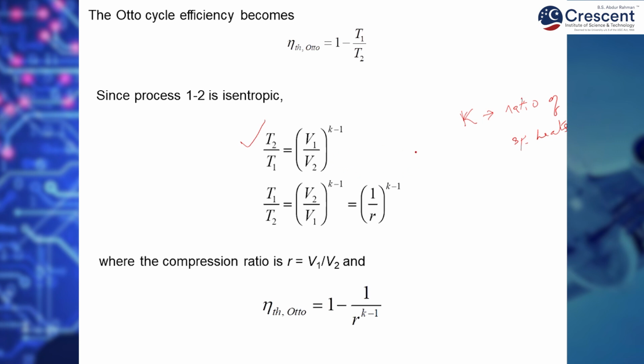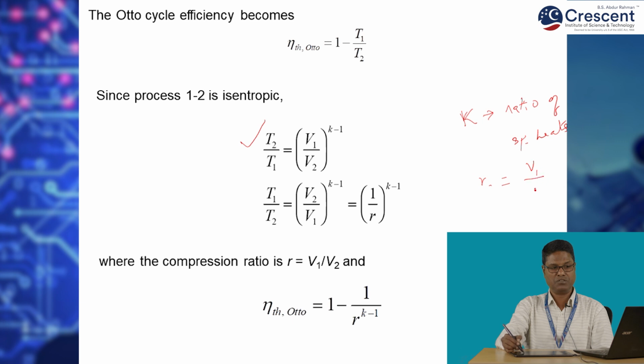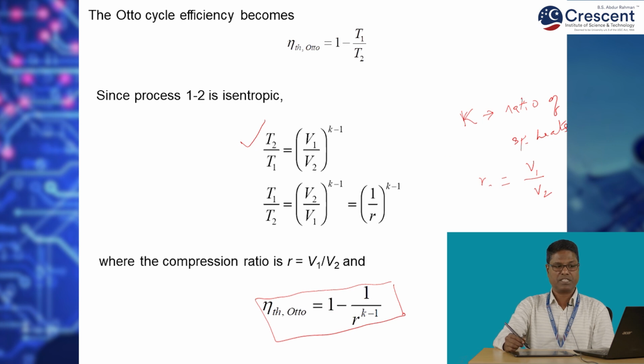Remember, V1 by V2 we have already defined as the compression ratio. Compression ratio R equals V1 by V2. So, T1 by T2 can be written as 1 by R power K minus 1. So, the efficiency equation becomes 1 minus 1 by R power K minus 1. This is the final equation we get. Efficiency of the Otto cycle can be given as 1 minus 1 by R power K minus 1, where R is the compression ratio, and K is the ratio of specific heat.